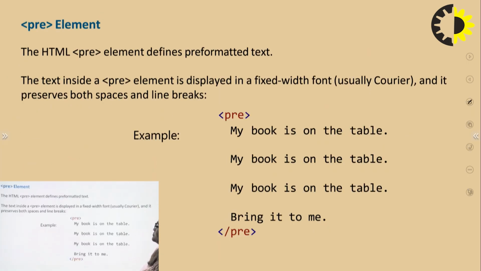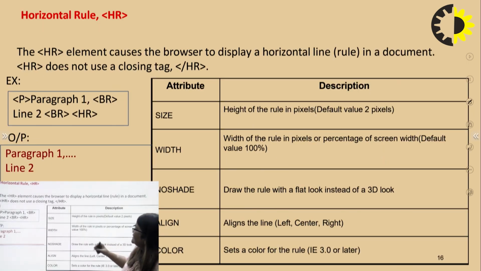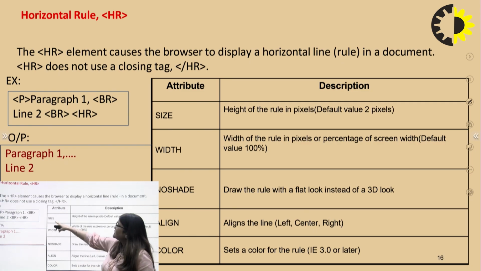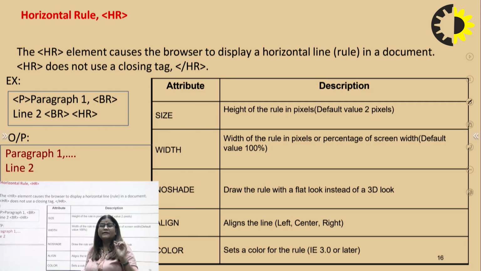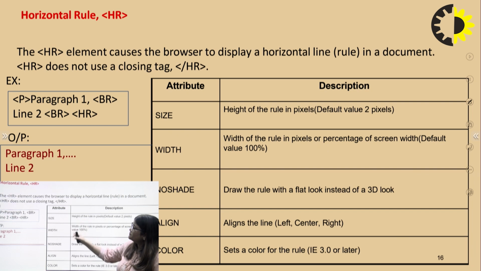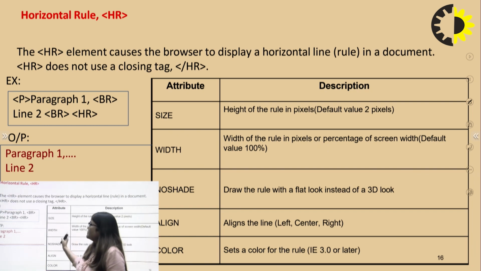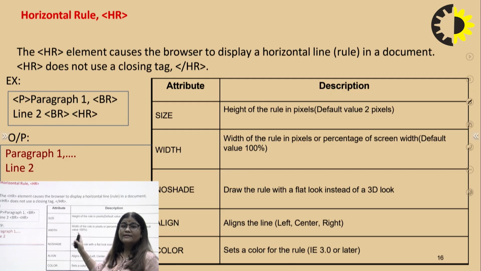Okay, so in that way we are using it. Within the HR, there are different types of attributes that we can use. In size, we can set the size of that horizontal line. Width, we can set the width of that line. No shade means we are displaying that line in 2D, no 3D appearance will be there. And align, we can align the line, and we can set the color also. So these are the different attributes that we can use with this horizontal line tag.